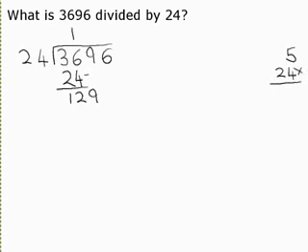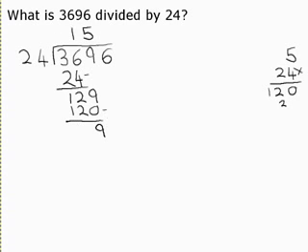So 5 4s are 20, and 5 2s are 10, and 2 is 20. So 5 24s are 120. So it does go 5 times. So above the 9 we put a 5. And to find out what our remainder is, we've got to take away 120 from 129, which leaves 9.